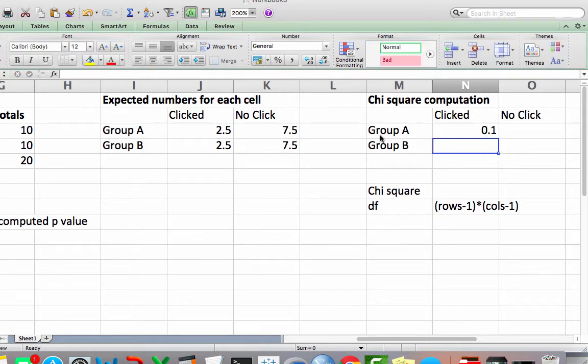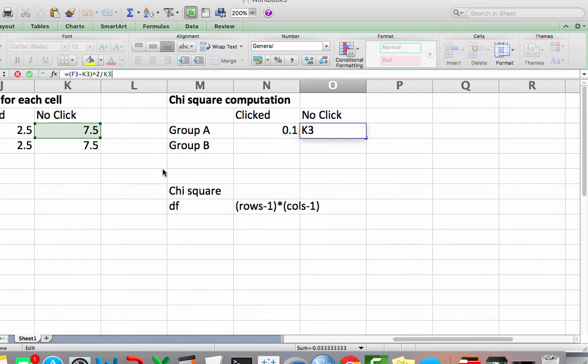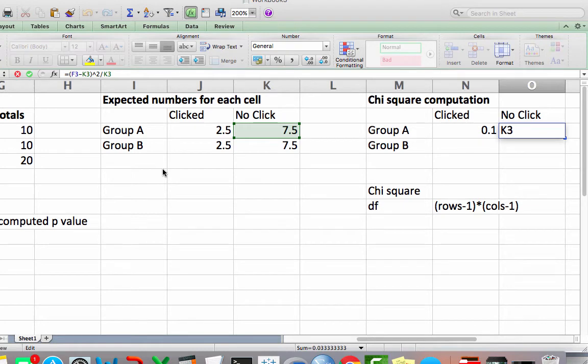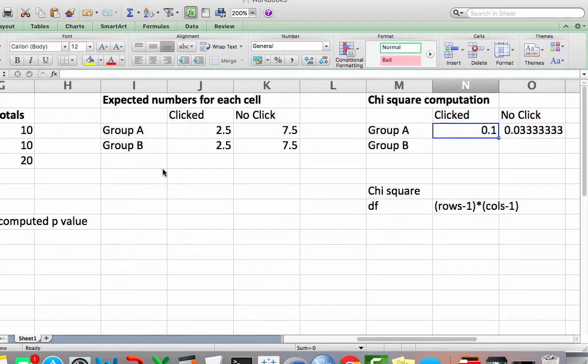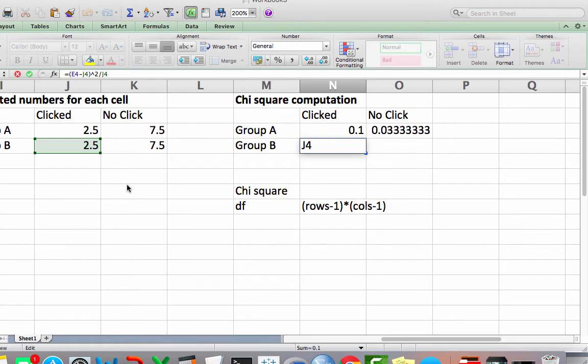All right. We should be able to just drag this around. Should get observed minus expected over expected. That worked. And same thing down here. We should be able to drag this down here. Observed minus expected over expected. And the same thing over here.